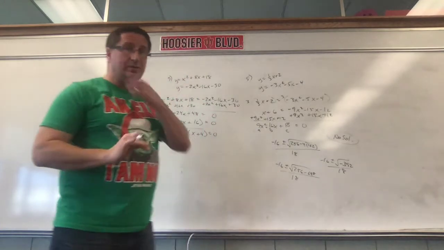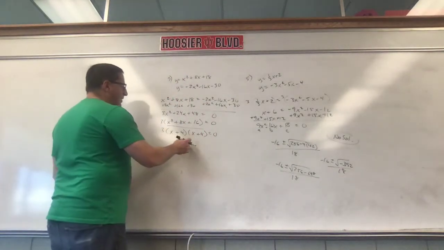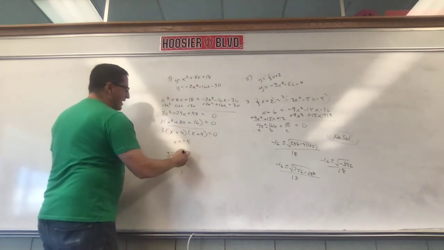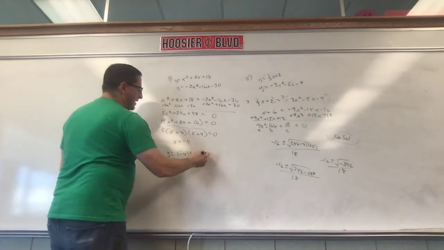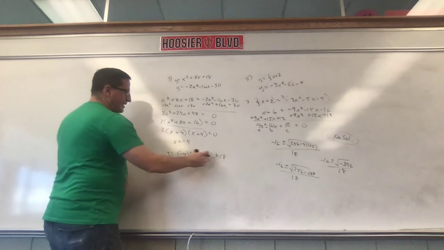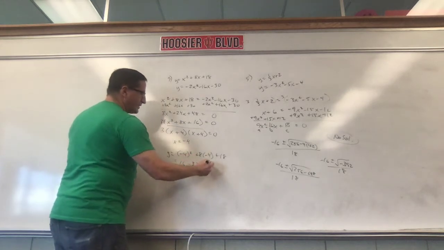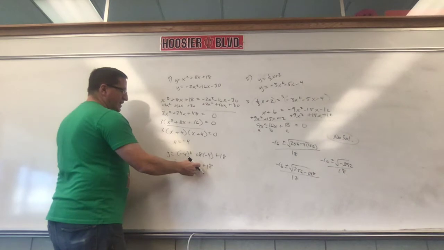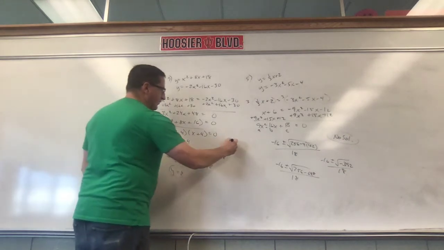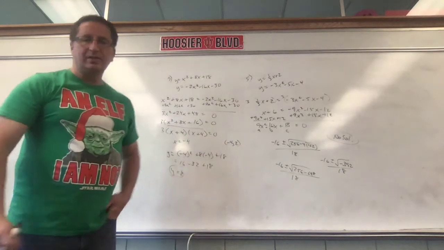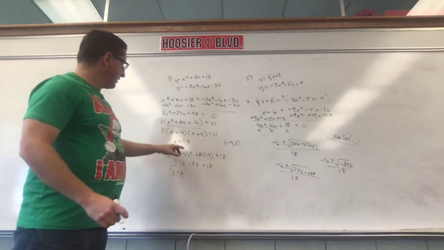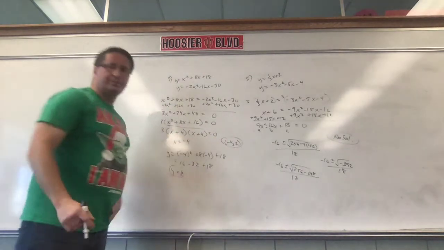We're not done though. We still have to find out what y is, okay? So I plug in negative 4 into either one of these, it doesn't matter. I'm going to use the top one. So y equals negative 4 squared plus 8 times negative 4 plus 18. Negative 4 squared is 16, 8 times negative 4 is negative 32, plus 18. 16 minus 32 is negative 16, negative 16 plus 18 is 2. So the answer is negative 4, 2. These are two parabolas this time, a parabola and a parabola. They touch at the point negative 4, 2.